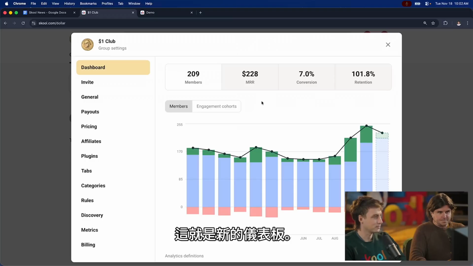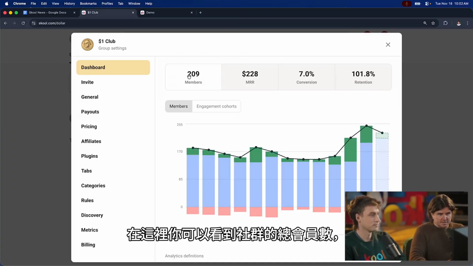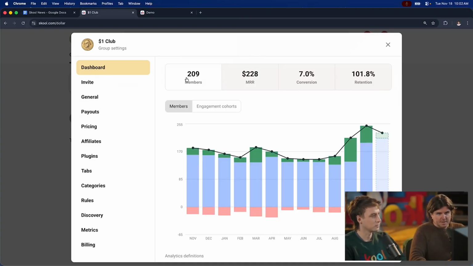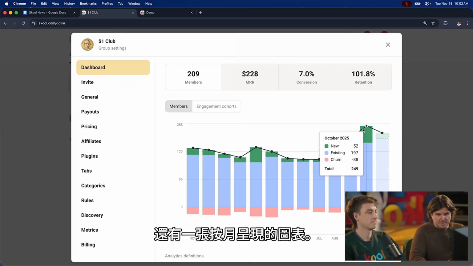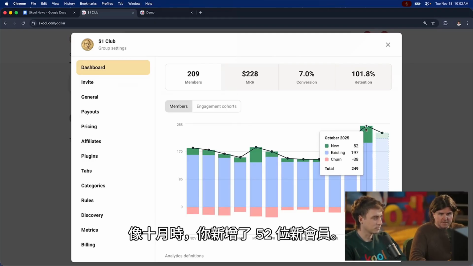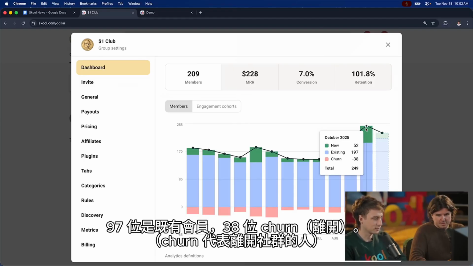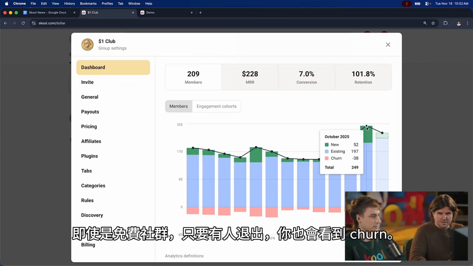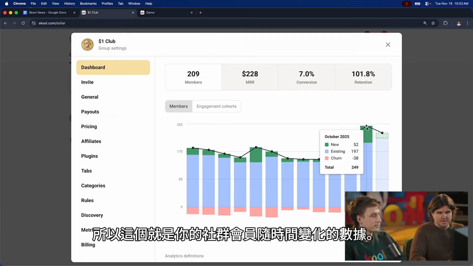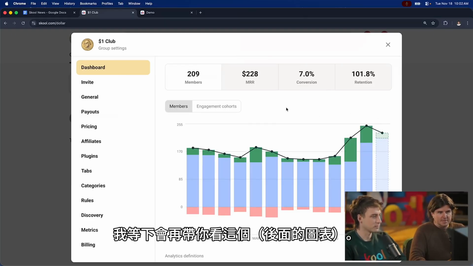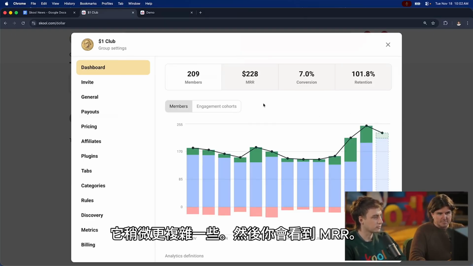This is the new dashboard, and the first view you've got is your members. Here you can see the total members you've got and a chart which is monthly. So you can see in October you had 52 new, 197 existing, 38 churned. Churned just means people who left the group, so even a free group will see this if people leave. This is purely members over time in your group. Then I'll show you this one later. It's a little bit more sophisticated.